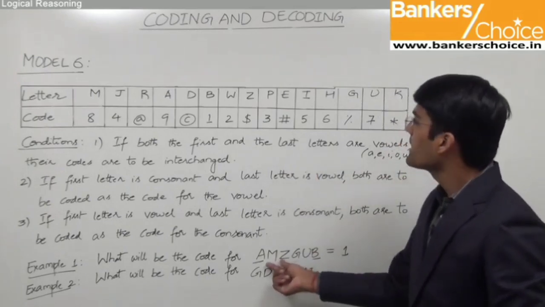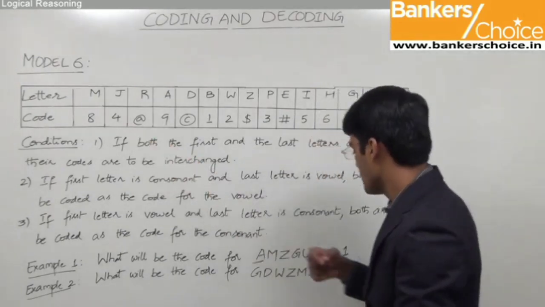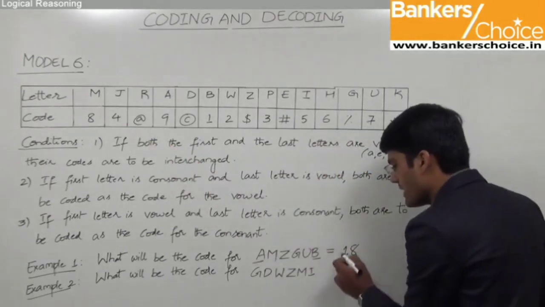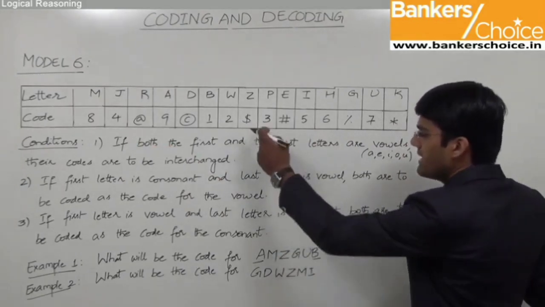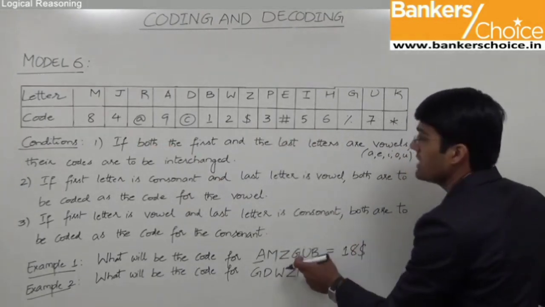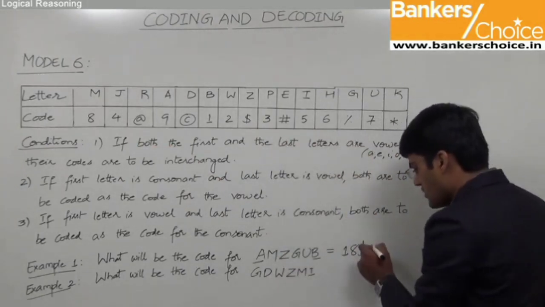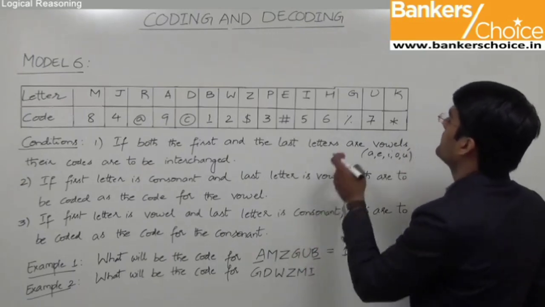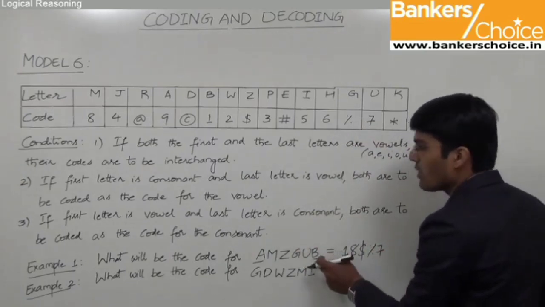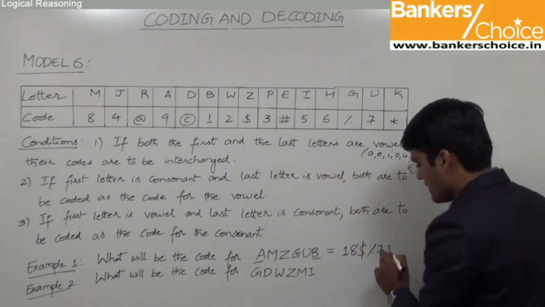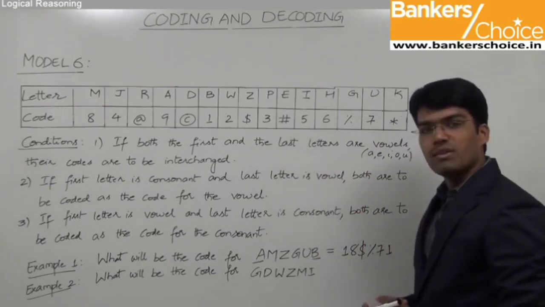Now the code for letter M in the table is 8. So 1 is followed by 8. The code for letter Z is $. For G, it is percentage. For U, it is 7. And the code for B is 1. So this is the answer for the given word.